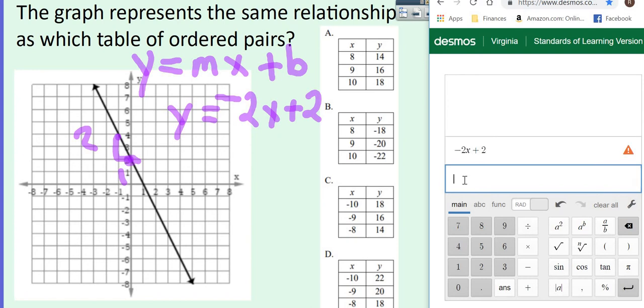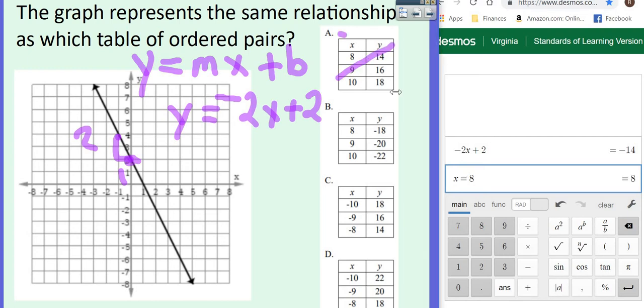Now that we have our equation, we're going to plug in x values. x equals, and let's put in 8. That gave me 8. So that means A is out. I put in 8 and it gave me 8. That means negative 18 is out.